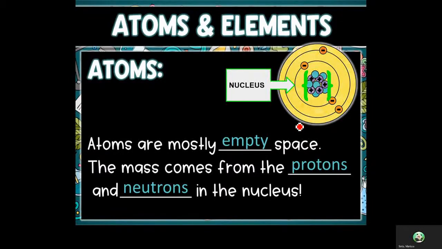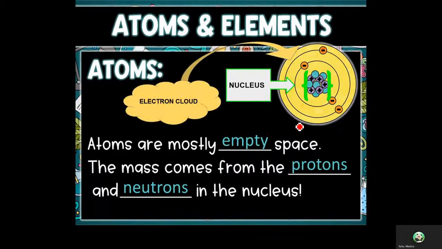And then outside of that nucleus, we have what is called the electron cloud. And in the electron cloud is where you find all the electron shells with the electrons in them. So you have your nucleus and your electron cloud. In the nucleus, you have your protons and your neutrons, and in the electron cloud, you have your electrons. That's why it's called an electron cloud.